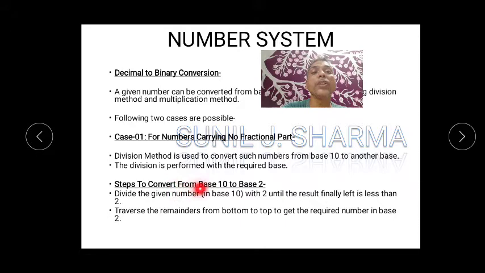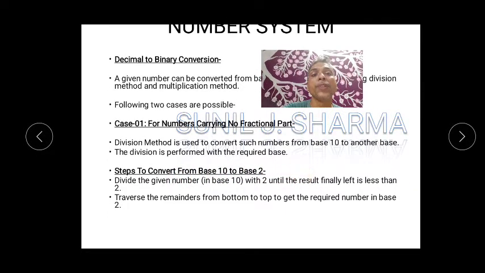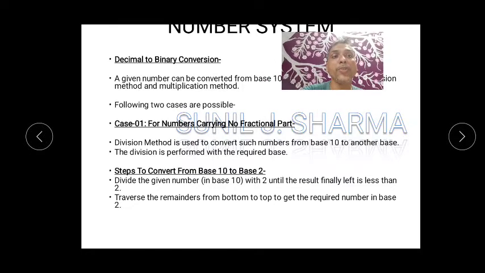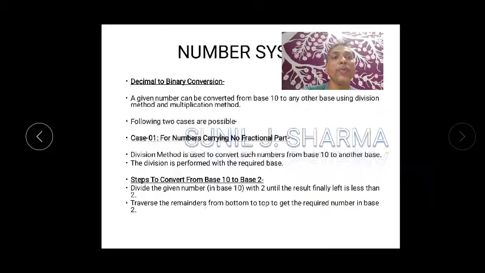Then the steps to convert from base 10 to base 2. Divide the given number in base 10 by 2 until the result finally left is less than 2. Traverse, means move the remainders from bottom to top to get the required number in base 2. Don't worry, Miss has already told you to buy the textbook, so you can refer to the textbooks. In that textbook this might not be there, but don't worry, mostly we have to solve the problems, and I'll not be asking you theory much. We'll be going mostly with problems.